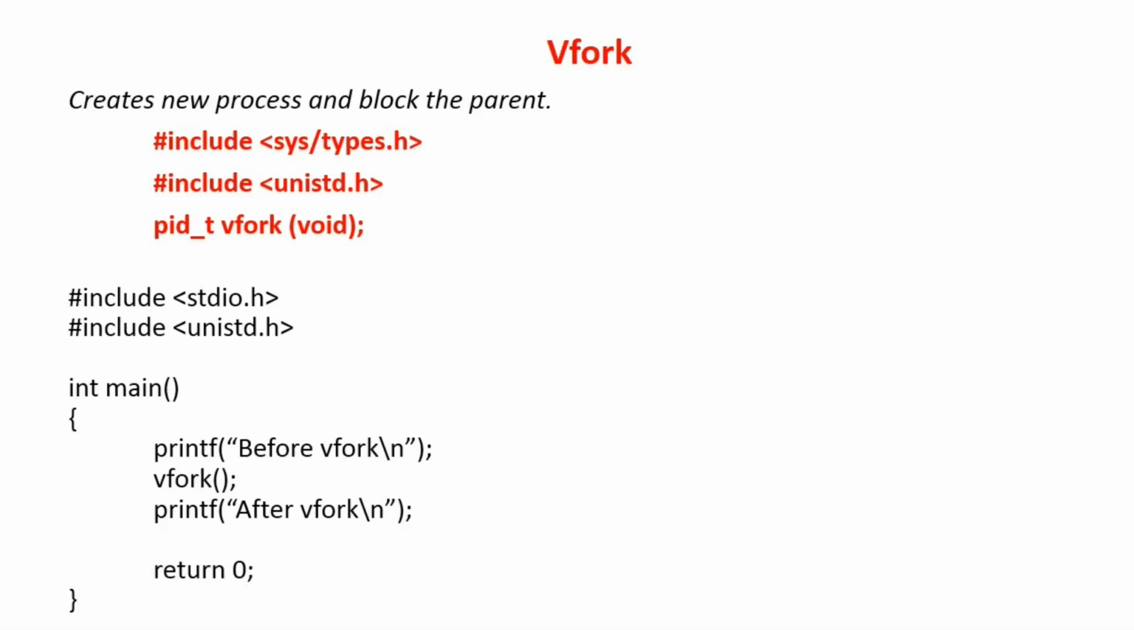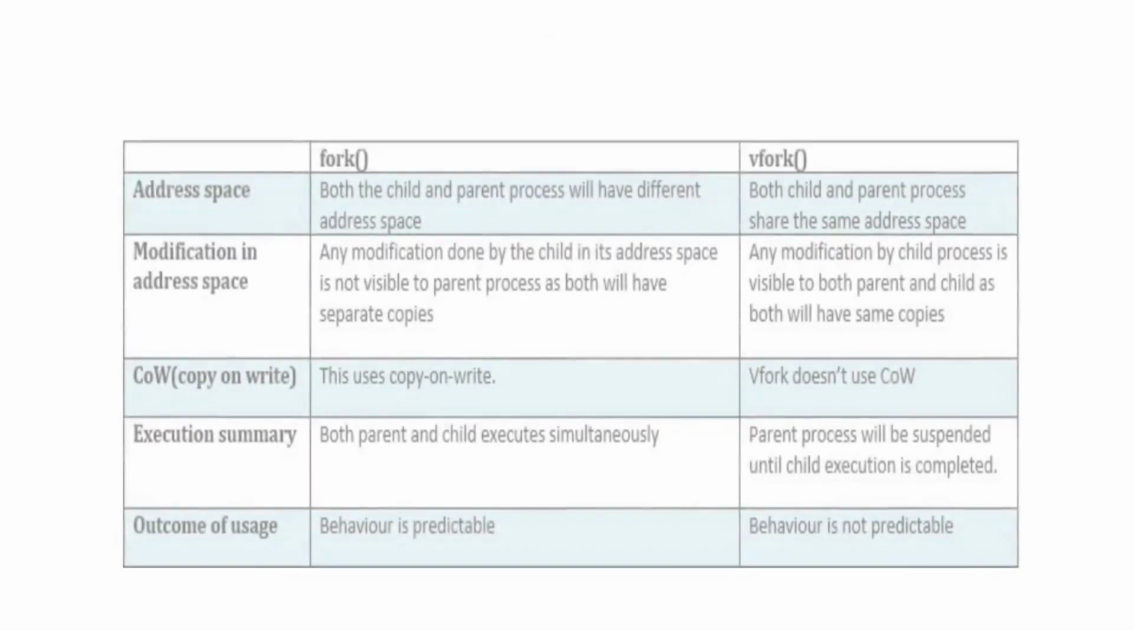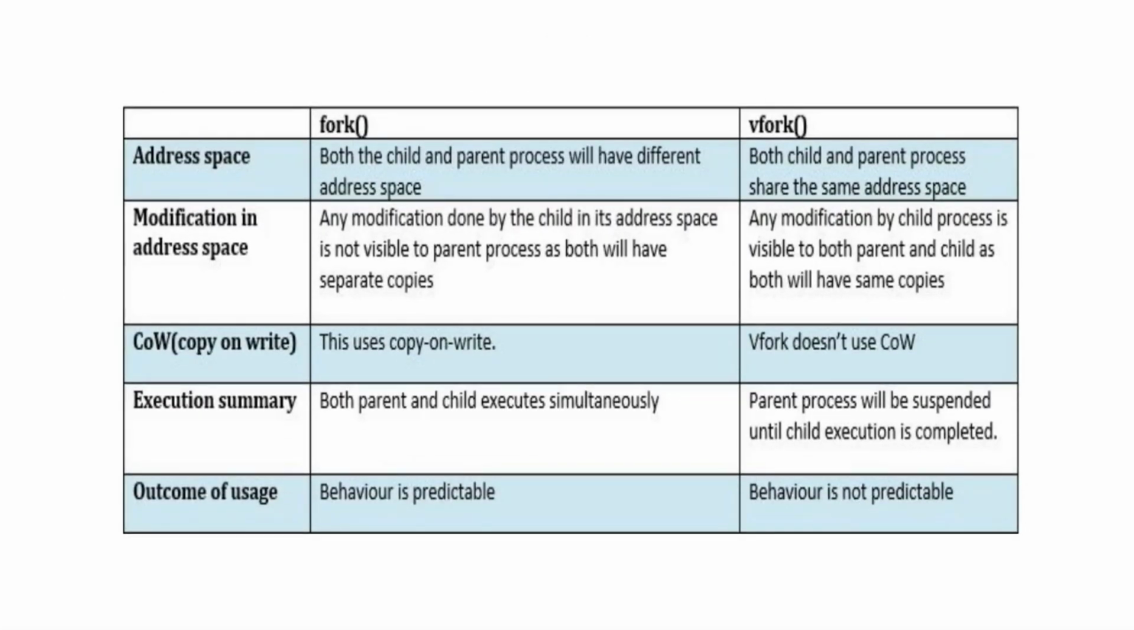Inside main, I'm printing a message before vfork, and I'm calling the vfork function and it will get executed. Then after calling the vfork, I am printing a message and then terminating the program. Here these are the differences between the fork and vfork.